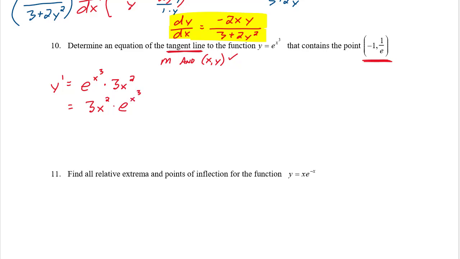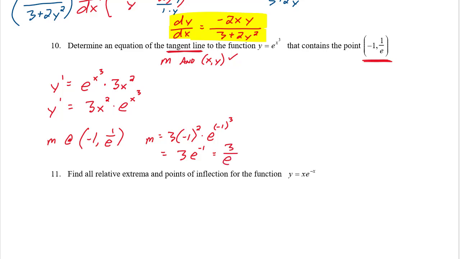Ultimately, I've got my slope equation to be this expression, 3x squared times e to the x cubed. So now to find my slope at the point that they provided, -1 comma 1 over e, I'm just going to plug -1 into that expression, and my slope would then turn into 3 times (-1) squared times e to the (-1) cubed power. Well, (-1) squared is 1, so that would just become 3 times 1, so 3 in front. And then e to the (-1) cubed is just e to the -1, so I could rewrite that as 3 over e.